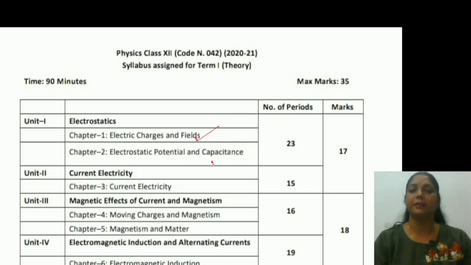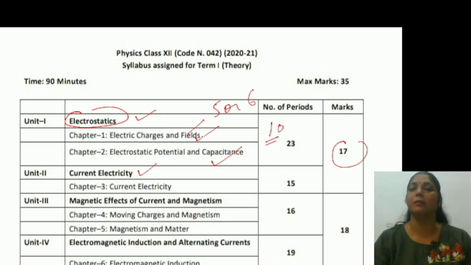Chapter 1 and chapter 2 come under the unit electrostatics and the second unit current electricity. Both these units together consist of 17 marks. So out of 17 marks, the first unit may be of 9 or 10 marks, and out of these 10 marks, the first chapter may be of 5 or 6 marks. So there may be a chance that one case study based question comes from this chapter 1, electric charges and fields.